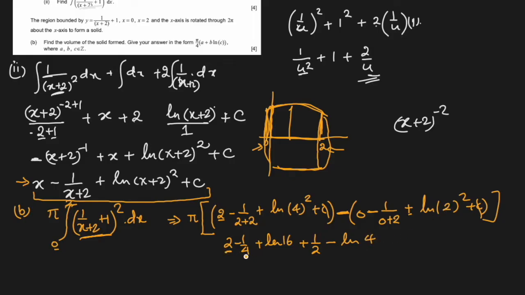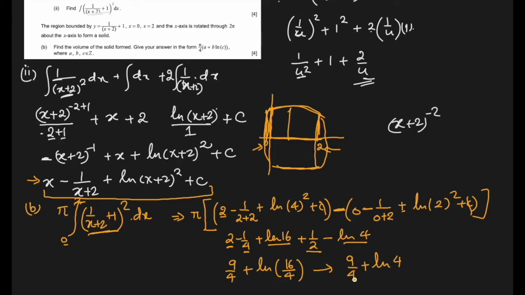So 2 minus 1/4 plus half will be 9 over 4. This is natural log subtracting, so it will be plus 16 over 4. When they subtract, their contents divide. So it comes out to be 9 over 4 plus ln 4.